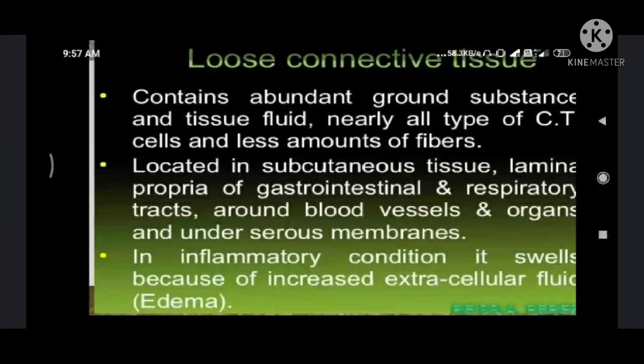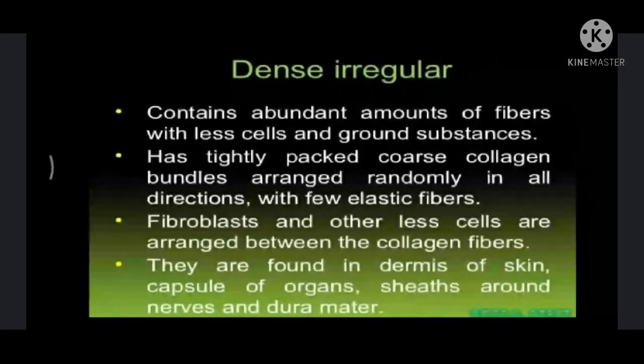So dense regular connective tissue, I told you what it is. There is the proper orientation of the fibers, and there are fewer cells and ground substance pointed in a particular direction. They have tightly packed coarse collagen bundles arranged in parallel fashion to form cord-like cylinders. Tendons, ligaments, sheaths, aponeurosis. If the bundles are arranged in a cylindrical pattern, we call it tendon. If it's present in a flat pattern, we call it aponeurosis.